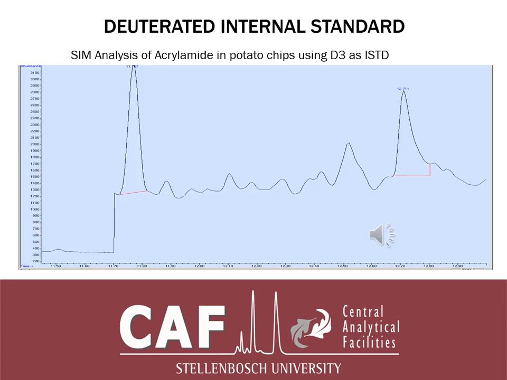When one looks at this chromatogram here, for the analysis of acrylamide in potato chips using acrylamide D3 as an internal standard, you'll see it. If you look at the first peak on the left, it looks like it's one peak, but I can definitely show you that it's two peaks there, and also at 12.7, it's also two peaks there. We'll see with the next slide when we monitor the different ions from the unlabeled and the labeled, it's two peaks.